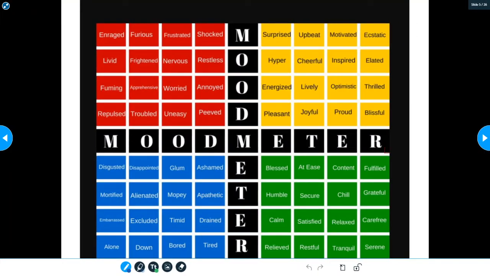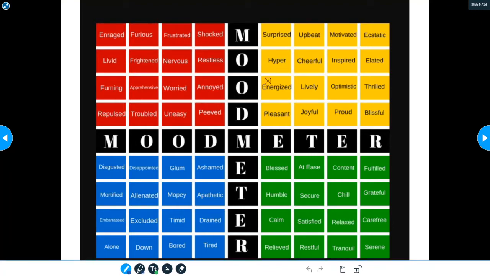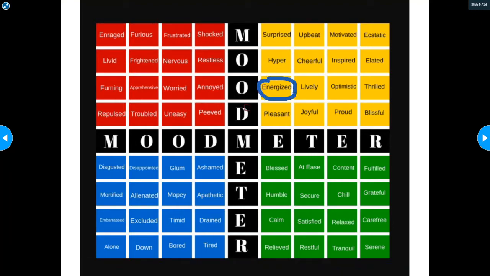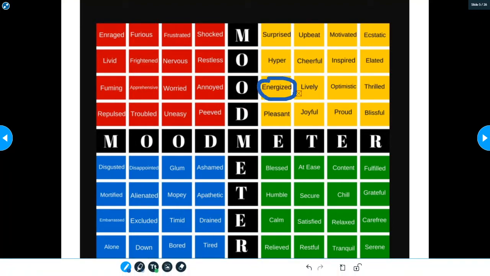So for me, I'm recording this, so I'm feeling really energized. I'm in the yellow right now. I'm feeling lively. I'm feeling optimistic, but the word energized just really calls out to me. So I'm going to go ahead and circle that one definition, even though I may feel all these other feelings. I might even feel some other feelings in the other colors, but this one best represents me right now.